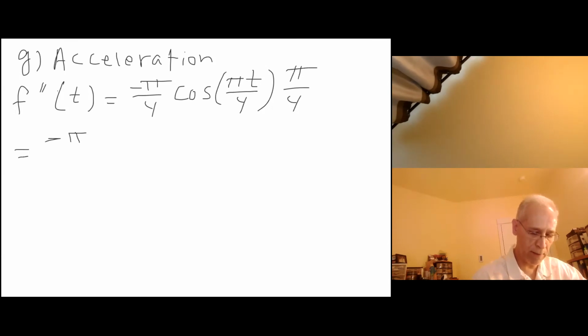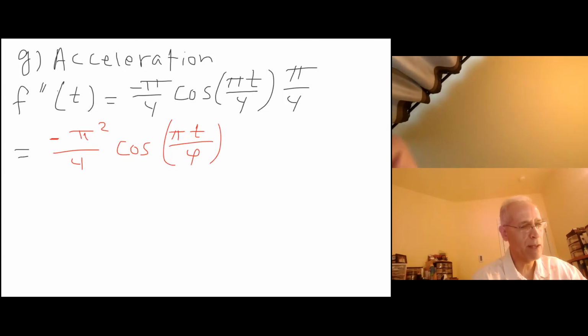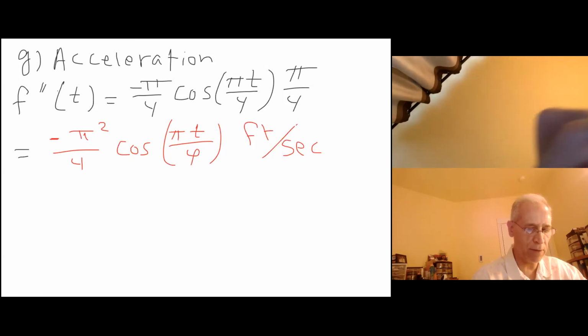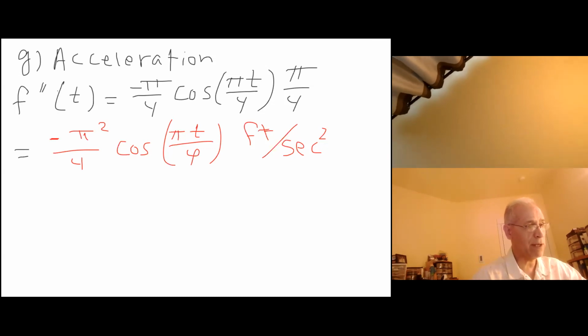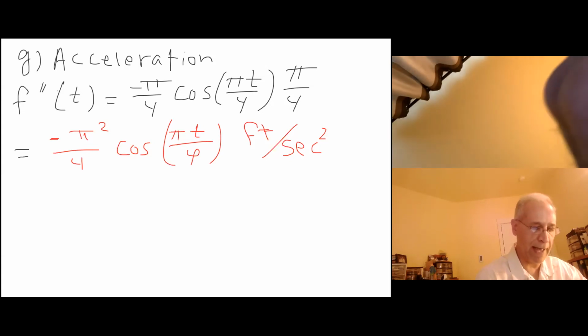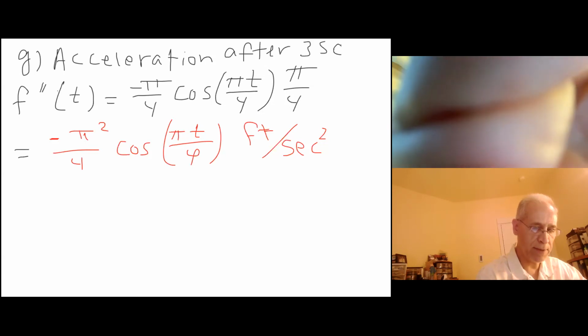Let me change color. That gives me negative pi squared over 4 cosine of pi t over 4. And the unit for that is feet per second squared, or feet per second per second. And the author is asking acceleration. Okay, and let me put here after 3 seconds.